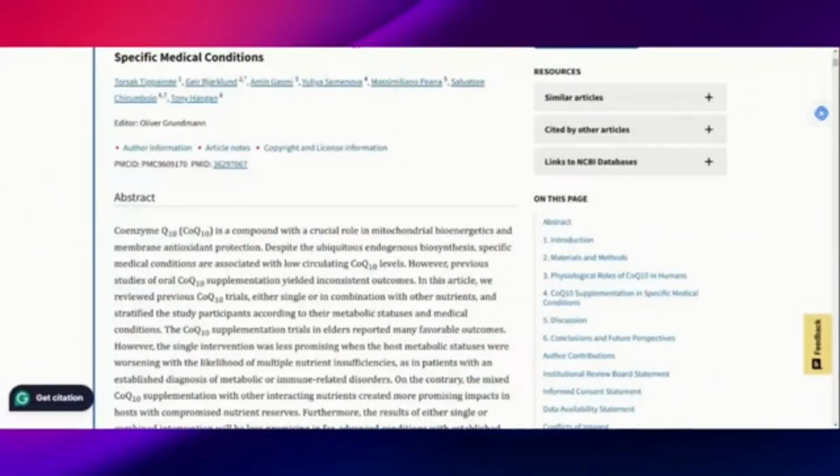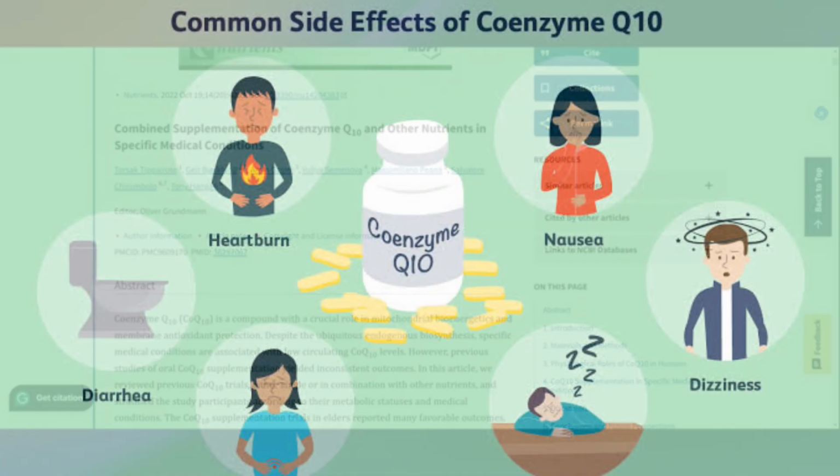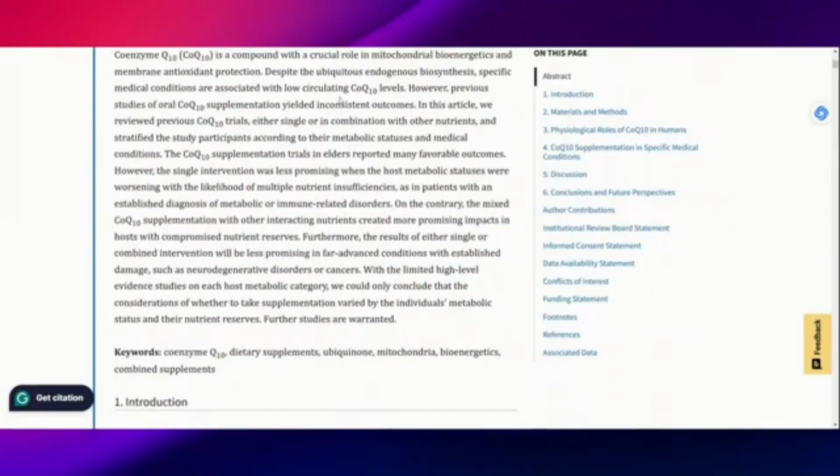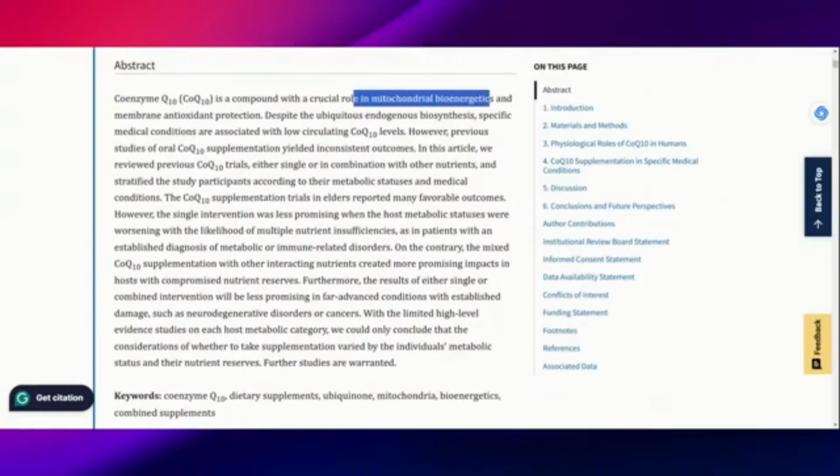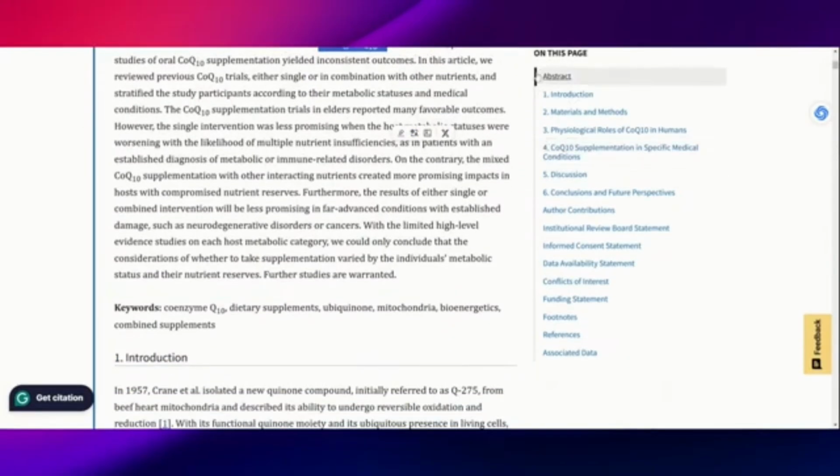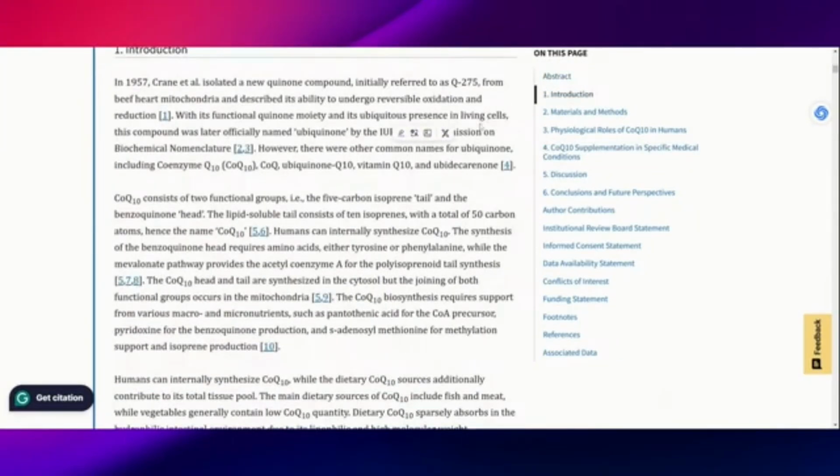And you can measure that in the organic acids. We can look at CoQ10 there. So, yeah. And I've got a study here looking at combined supplementation of CoQ10 and how important it is for mitochondrial bioenergetics, for membrane antioxidant protection. And basically almost specific medical conditions are associated with low circulating CoQ10. So really important that we're dialed in with that. Plus things like statins can drop CoQ10 production. So it's really important that we're on top of that.